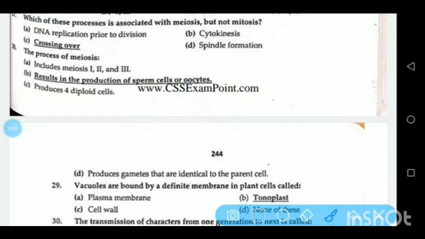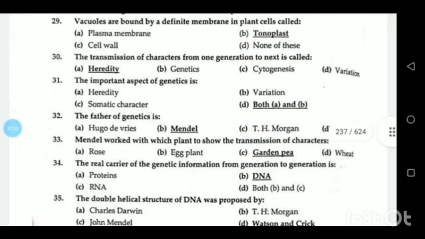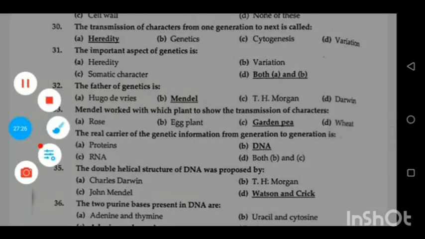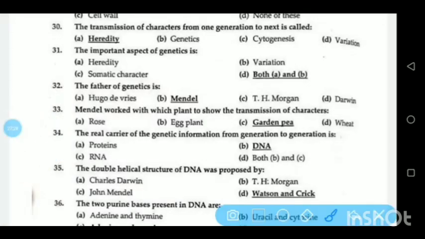Which of these processes is associated with meiosis but not mitosis? Crossing over. The process of meiosis results in the production of sperm cells or oocytes. Vacuoles are bound by a definite membrane in plant cells called tonoplast. The transmission of characters from one generation to the next is called heredity. The important aspect of genetics is both A and B, heredity and variation. The father of genetics is Mendel.